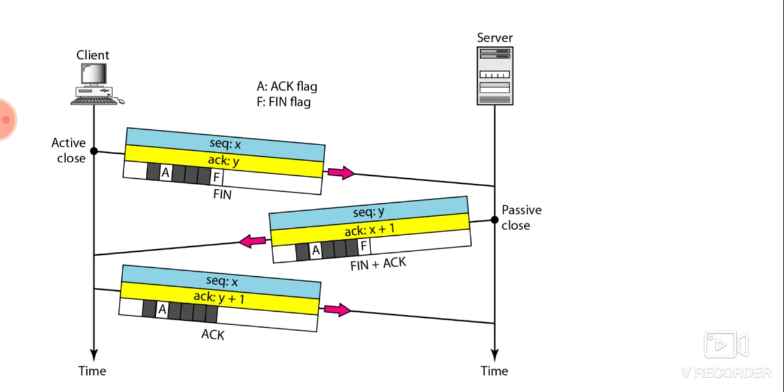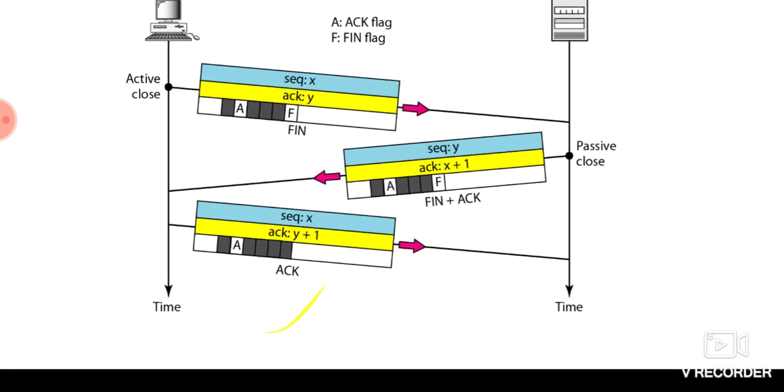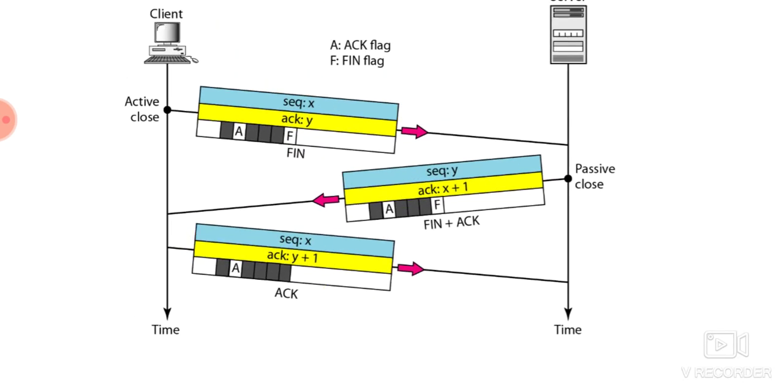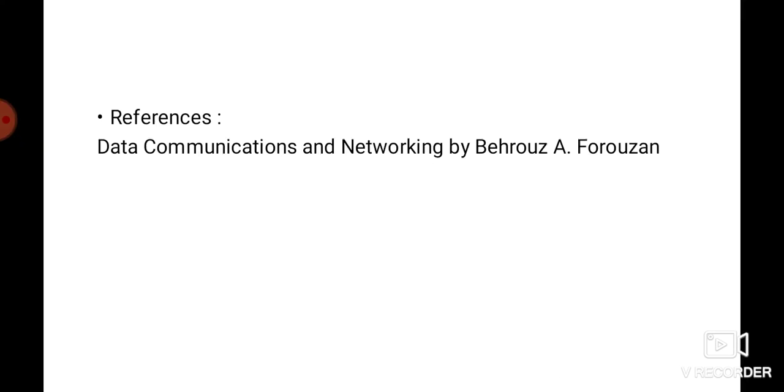The client TCP again sends the last segment, which is an ACK segment, to confirm the receipt of the FIN segment from the TCP server. This segment contains the acknowledgement number, which is 1 plus the sequence number received in the FIN segment from the server. This segment cannot carry any data, and it also does not consume any sequence number, because we have already sent the data in the FIN segment. This is just an acknowledgement of the FIN of the server. Okay, so thank you so much.